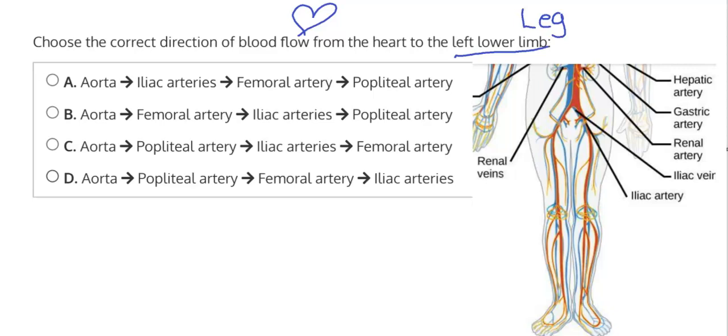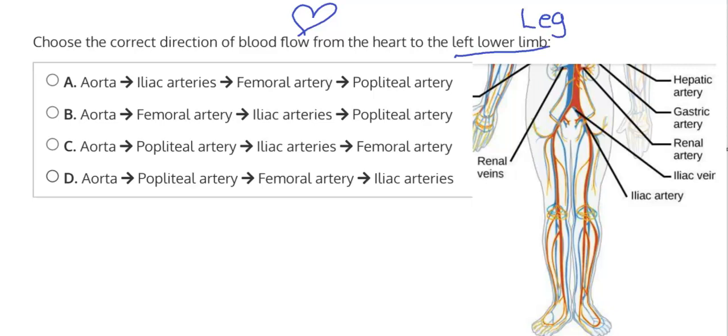So we know that we are going to begin with the aorta, which every choice here has, because blood exiting the heart, that will be entering throughout circulation throughout the body, it exits through the aorta. So we know that that's correct, but there's nothing to eliminate yet because they all start with this.